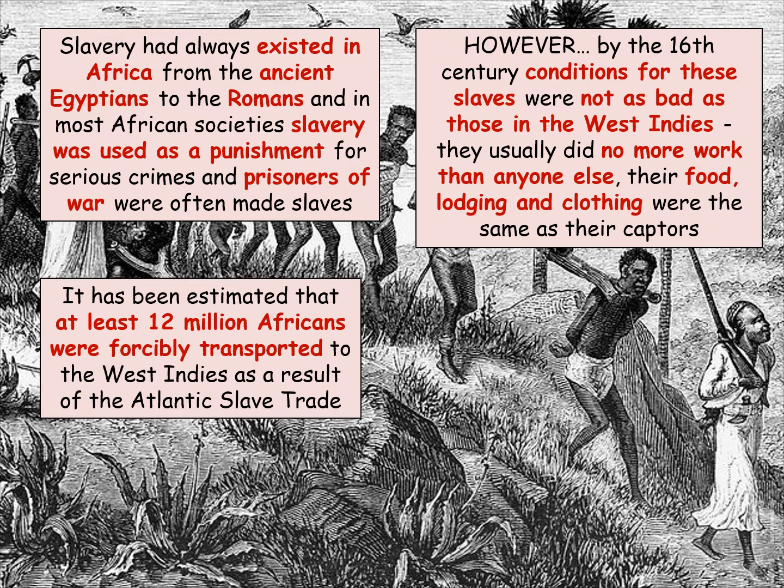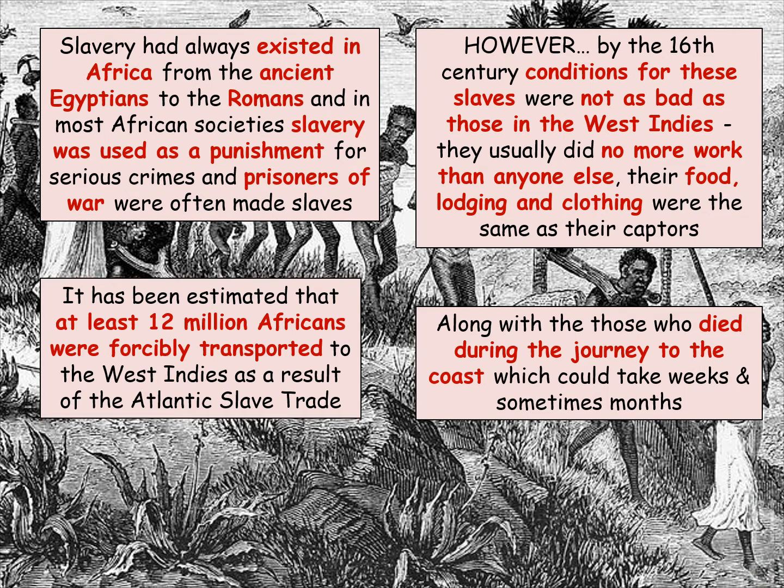During the actual transatlantic slave trade itself, it's estimated that there were about 12 million Africans forcibly taken to the West Indies from Africa as a result of these slave ships. Along with those who died during the journey to the coast, this comes up to roughly 13 to 14 million Africans.